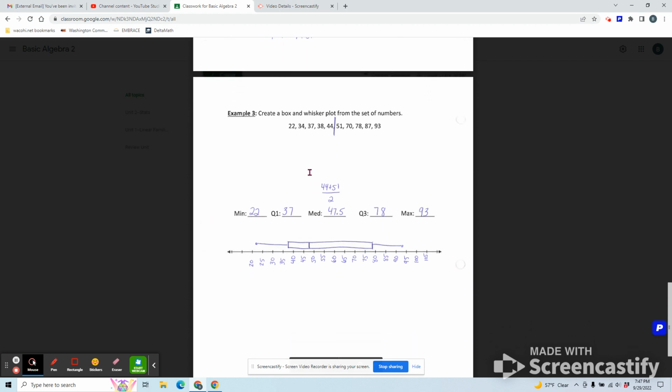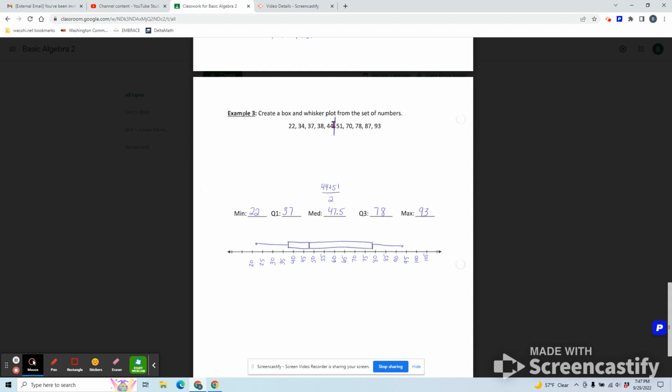So example 3 is just a set of numbers. It's not necessarily related to anything. You can try and relate it to something if you want, but you're creating a box and whisker plot for those numbers. So I put them in order, find my minimum, my maximum. In this case, I don't have a true middle number. So that means I have to add my two middle numbers and divide by 2. That's how I got 47.5 as my median.